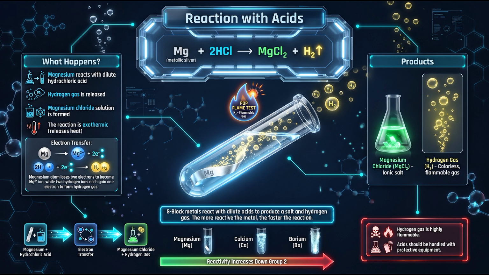During the reaction, magnesium is oxidized by losing 2 electrons, while hydrogen ions are reduced by gaining those electrons to form hydrogen gas. The reaction is a redox reaction, is exothermic, and releases noticeable heat. Hydrogen gas can be identified by the pop test, and the salt formed remains dissolved in the solution.